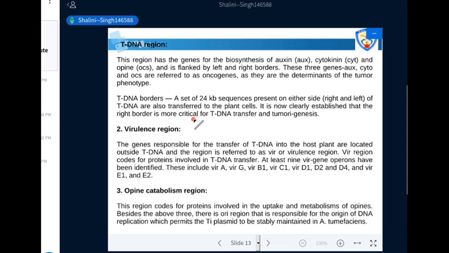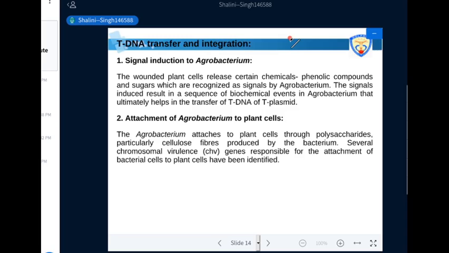Next is the opine catabolism region. This region codes for proteins involved in the uptake and metabolism of opines. Besides the above three, there is the ori region that is responsible for the origin of DNA replication and permits the Ti plasmid to be stably maintained in Agrobacterium tumefaciens.